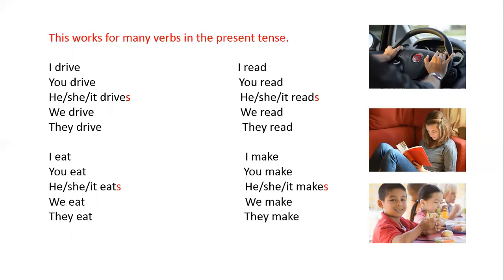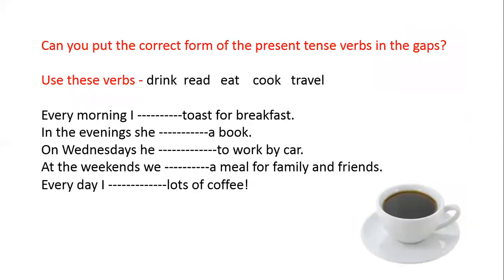So have a look at the form for he or she. We add an S. So he, she drives, he, she eats, he, she reads, he, she makes. But for everybody else, we just use the infinitive form. I drive, I read, I eat, I make.